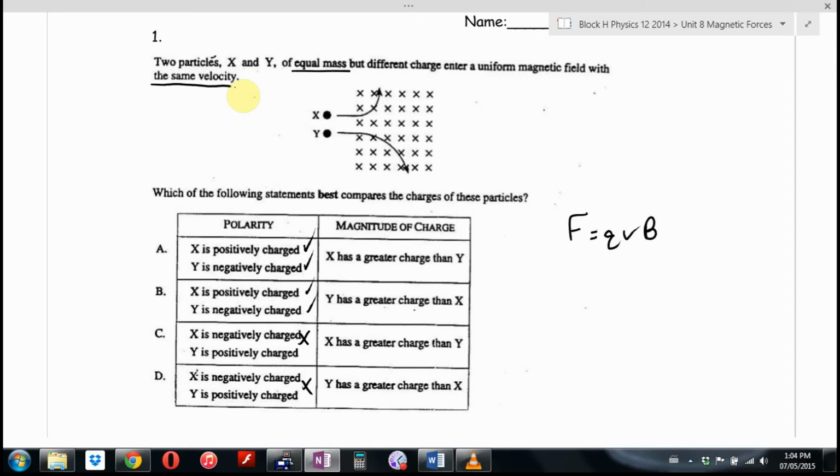Nope. That means one of these has a bigger charge. Which one? The one that got deflected the most. Which one got deflected the most?